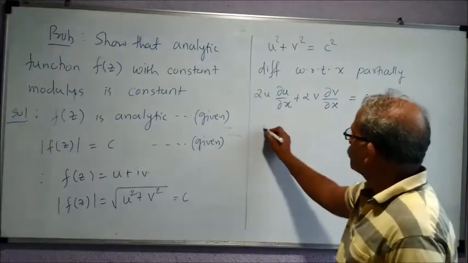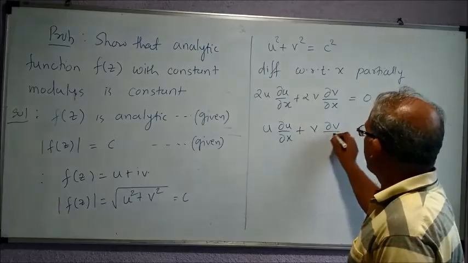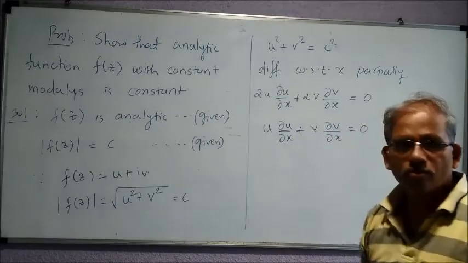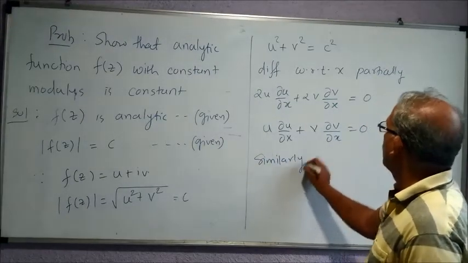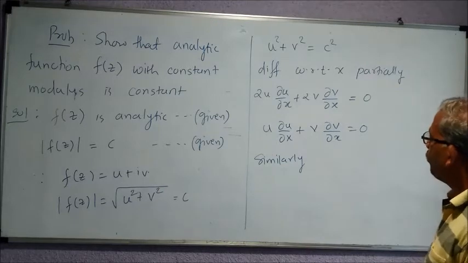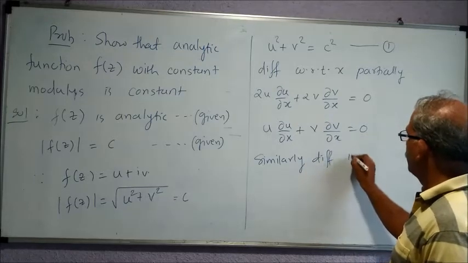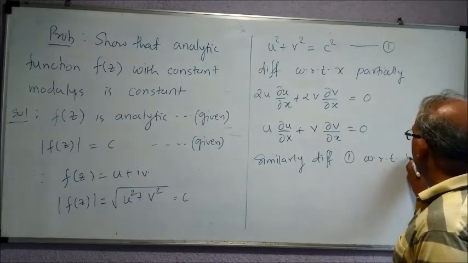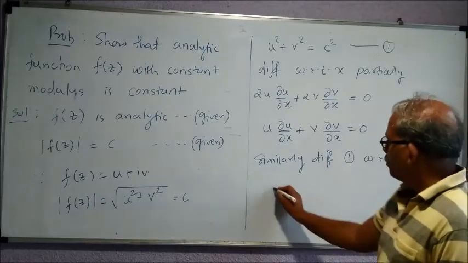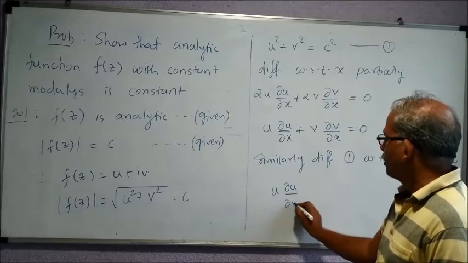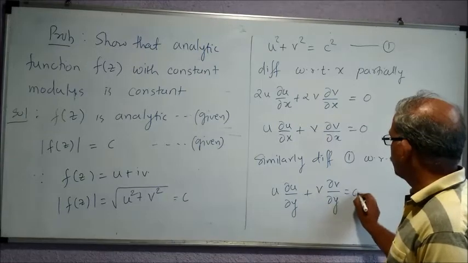So 2 can be cancelled, and we have u ∂u/∂x plus v ∂v/∂x equal to 0. Similarly, suppose I call this equation 1. Differentiate 1 with respect to y partially, and we get u ∂u/∂y plus v ∂v/∂y equal to 0.